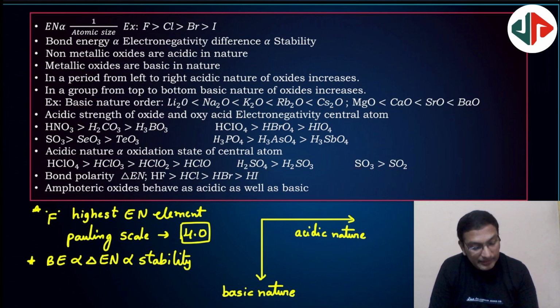Next, one more point. Bond polarity. Polarity means difference of electronegativity. So, as the difference of electronegativity increases, acidic strength increases.